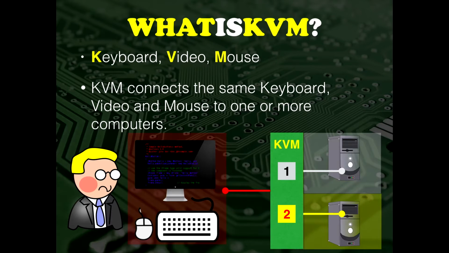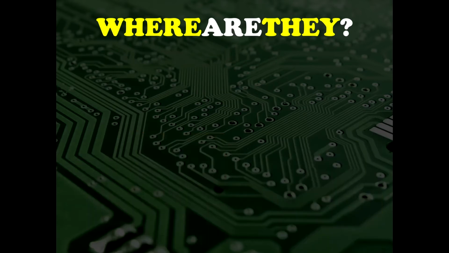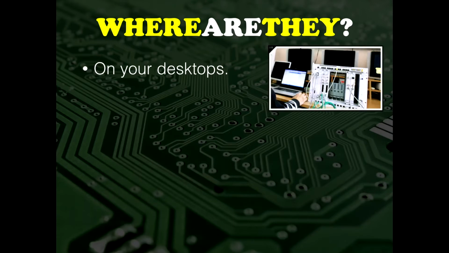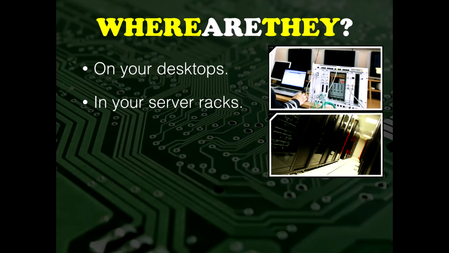These are KVMs. Now, where can we find those creatures? Well, we can find them in a lot of places. We can find them on your desktops, such as the example I just showed you. We can also find them in your server racks. A typical server rack holds, let's say, 8, 9, 10 servers, and in order to physically manage those servers, we must have some kind of KVM inside that rack to make the server administrator's life a bit easier.